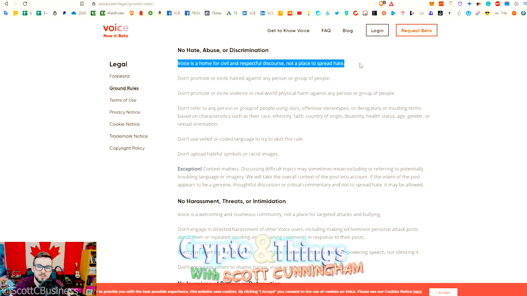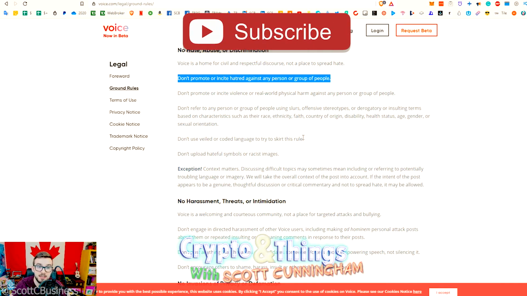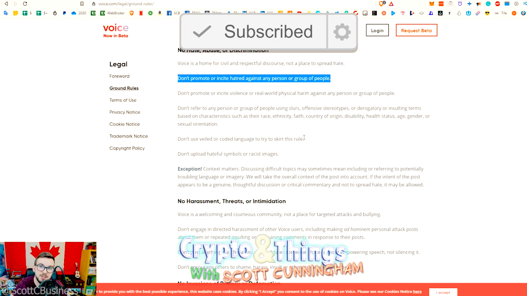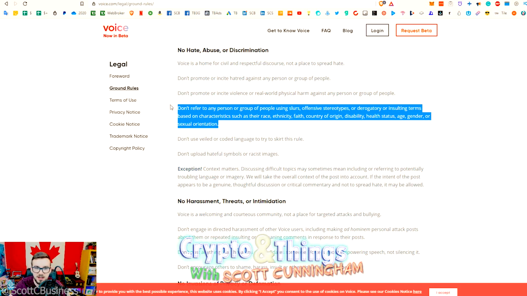Obviously, this makes sense. Don't spread hate. This isn't a demand. This is just like the opening sentence. All the openers are just kind of suggestions, but the rest are rules that allow them to ban you or delete your stuff. Don't promote or incite hatred. That makes sense, but it's not like it's legally binding with free speech. You're allowed to do that, but you can't promote violence. So that's fair.